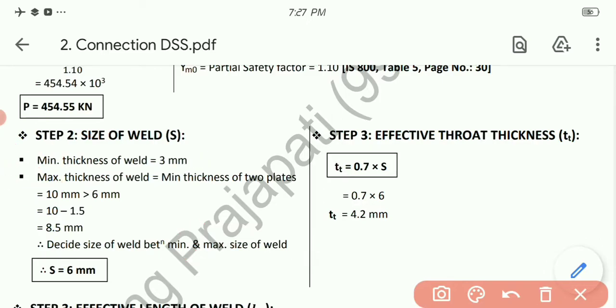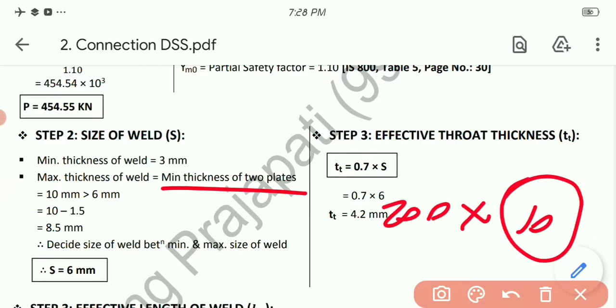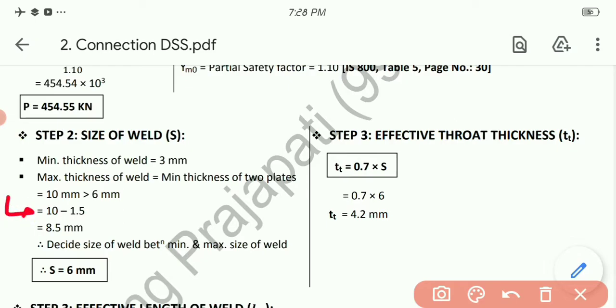For that one we have two plates that both are, we can say, 200 cross 10 mm. So thickness of both plates are 10 mm, so minimum thickness will obviously be 10 mm. Now this 10 mm is, as per the theoretical criteria of weld, greater than 6 mm. So what we need to do, we need to deduct 1.5 mm from this minimum thickness. So 10 minus 1.5, answer comes 8.5. So we got two range, minimum thickness 3 mm and greater thickness is, we can say, 8.5 mm.